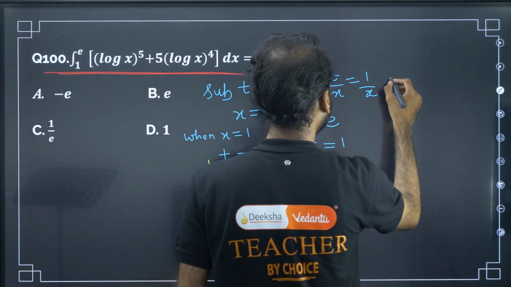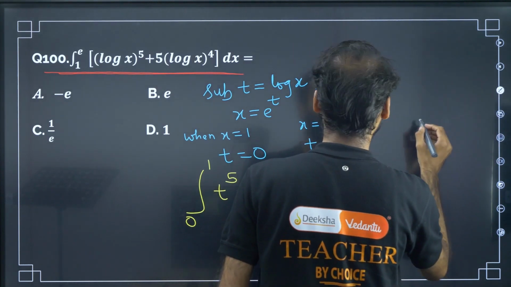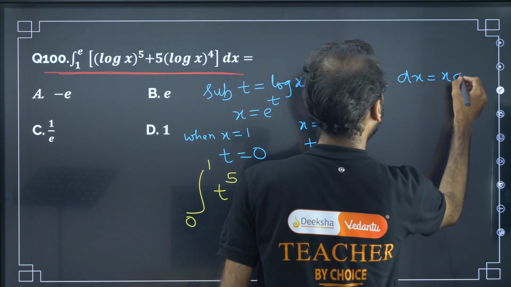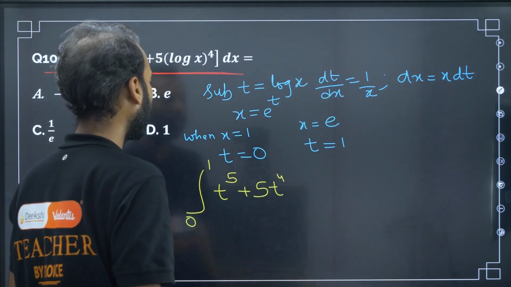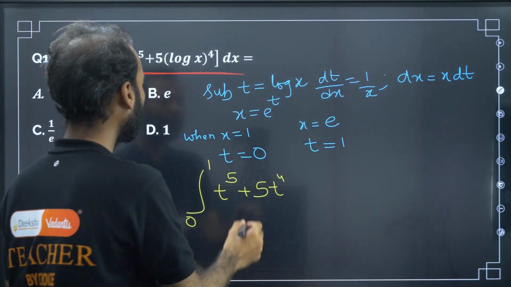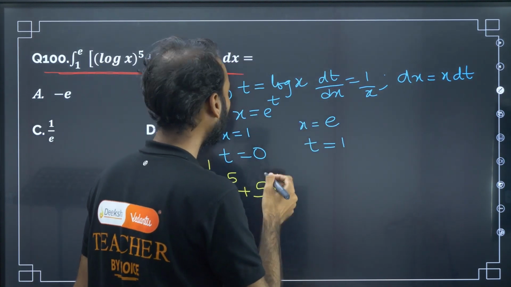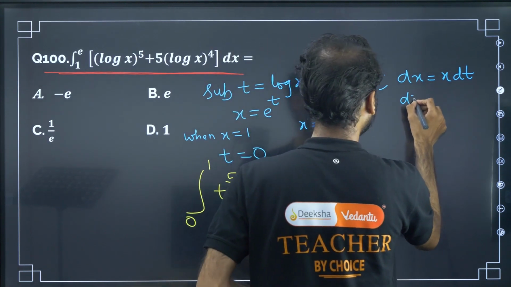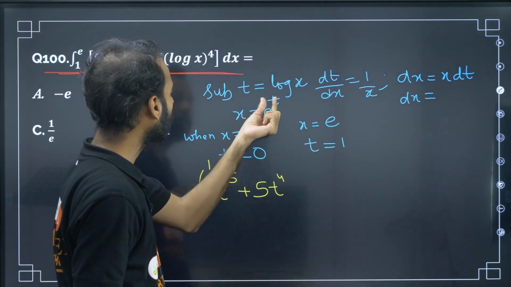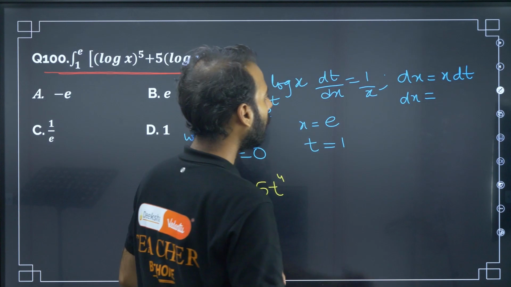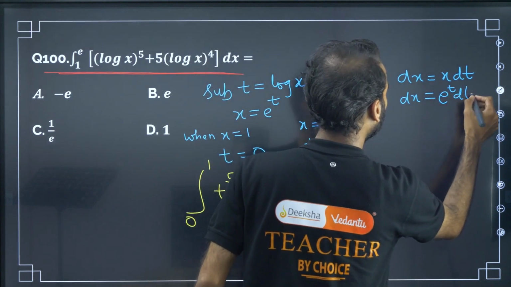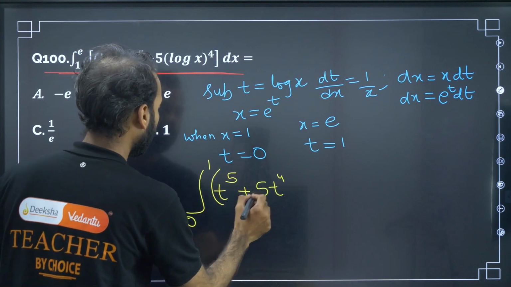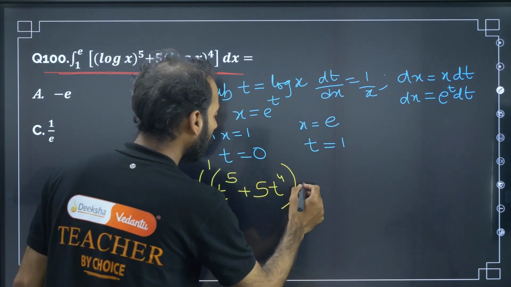Now dx is equal to x dt, and in place of x we have e raised to t. So dx is e raised to t dt. This bracket we have to close. The story goes like this: in place of dx, e raised to t dt.